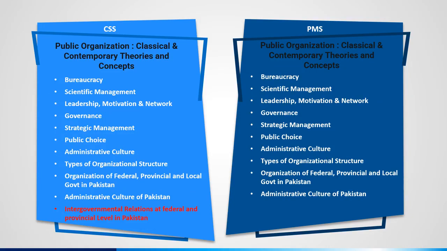So here is the second chapter of CSS Public Administration, Public Organization, Classical and Contemporary Theories and Concepts. The contents include bureaucracy, scientific management, leadership, motivation and network, governance, strategic management, public choice, administrative culture, types of organizational structure, organization of federal, provincial and local government in Pakistan, administrative culture of Pakistan. All these contents are overlapping with the PMS syllabus, while the last heading, which is intergovernmental relations at federal and provincial level in Pakistan, is a complete chapter in PMS Part 2.